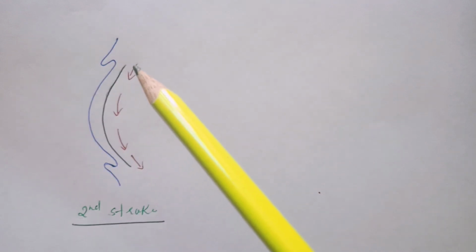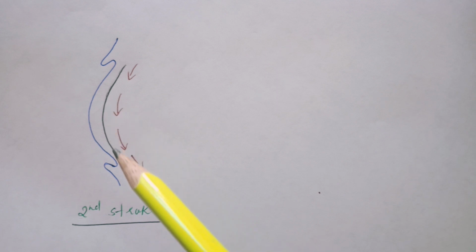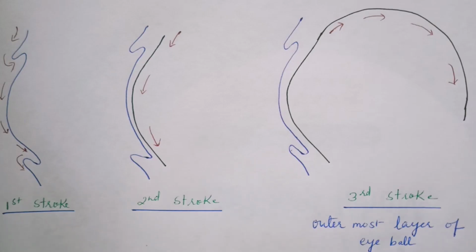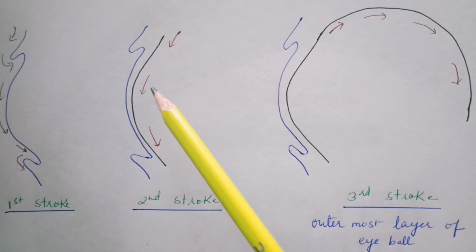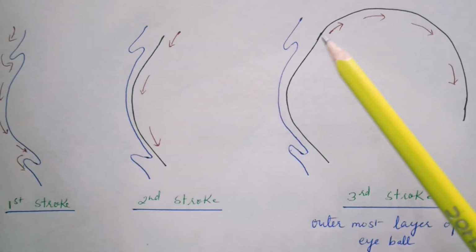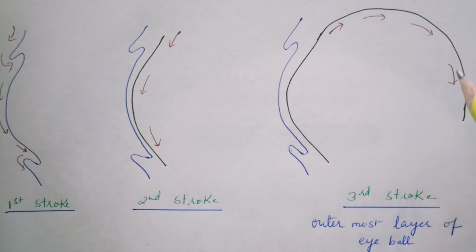Start your second stroke from here. Move your pencil, making a curvature like this, in the direction of the arrows. The eyeball is made up of 3 layers internally. We had started drawing the outermost layer with the second stroke. For the third stroke, keep the pen or pencil over here and draw this curve in the direction of the arrow.